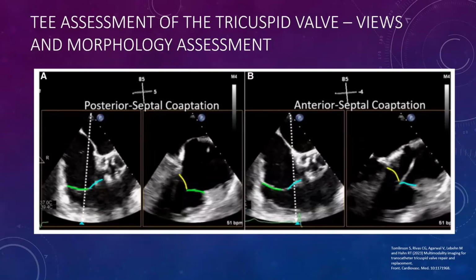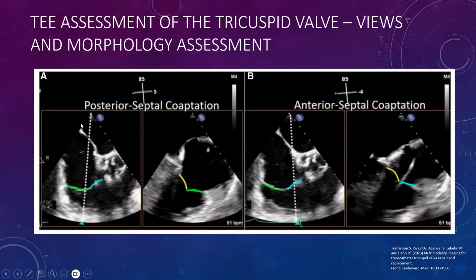And then on TEE, we're fortunate that you're able to, some views actually see all of the leaflets. So we'll start off here with the mid-esophageal views, where you see the aortic valve. So if this is the aortic valve, the leaflet next to the aortic valve is which leaflet? Anterior. Great. I got one of my objectives through. And then the opposite leaflet here is the posterior leaflet.